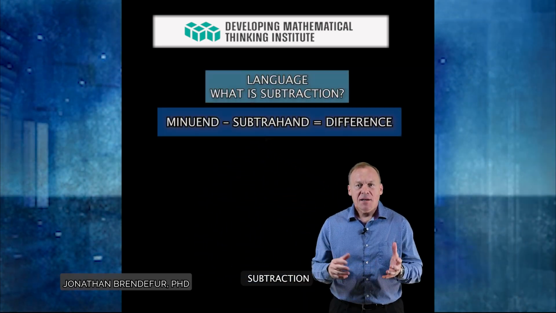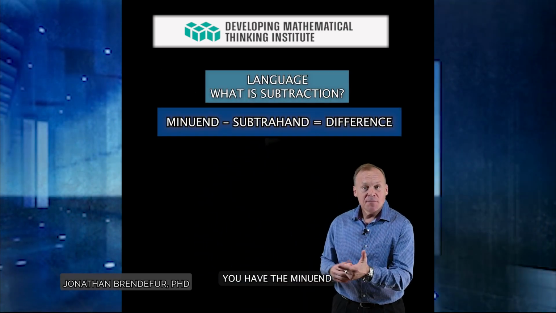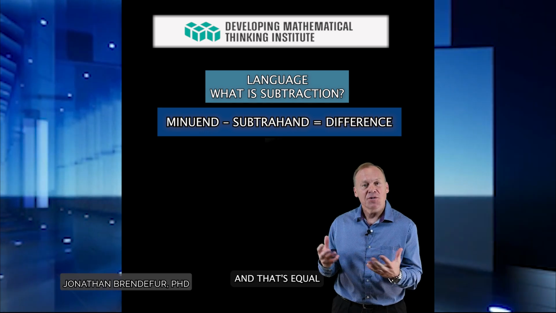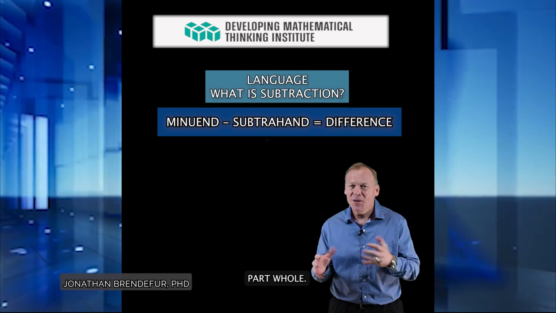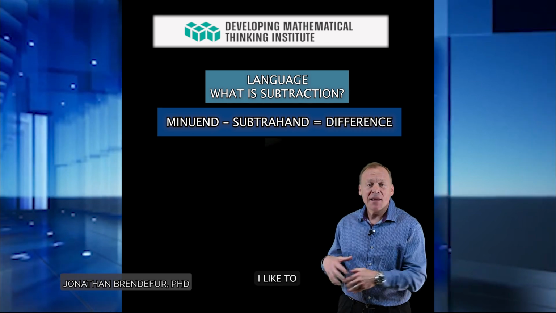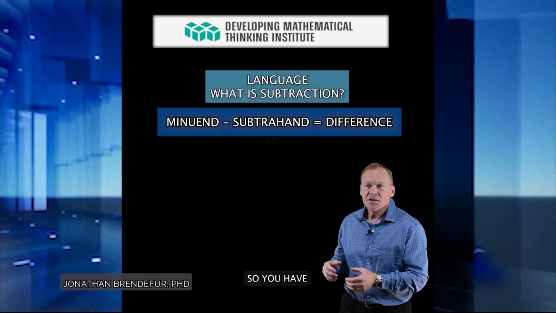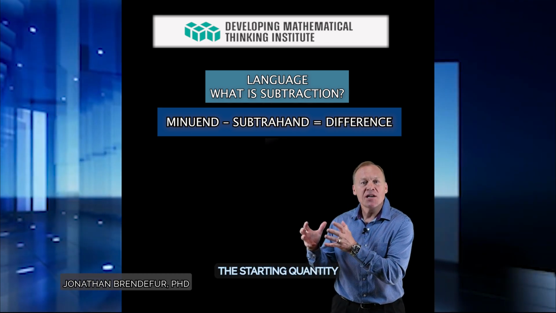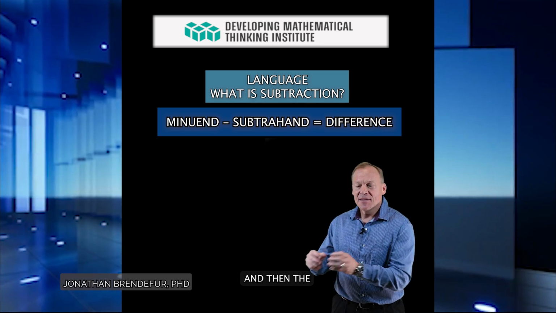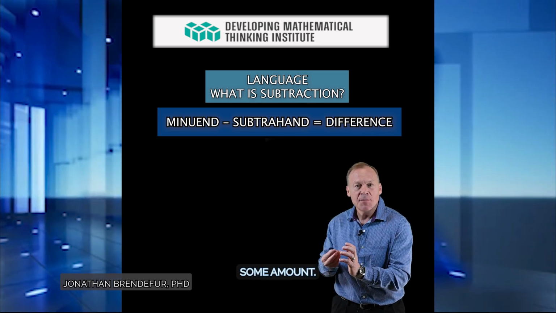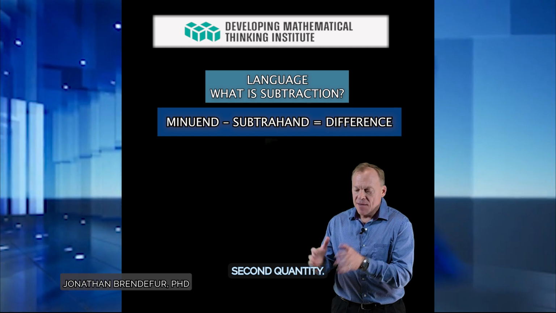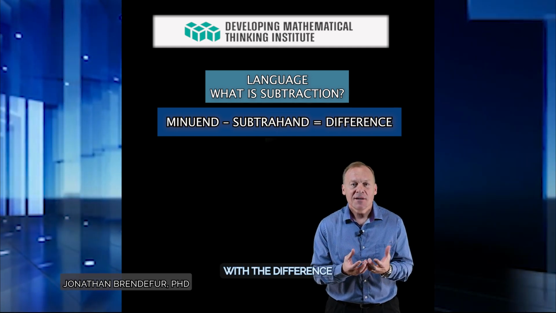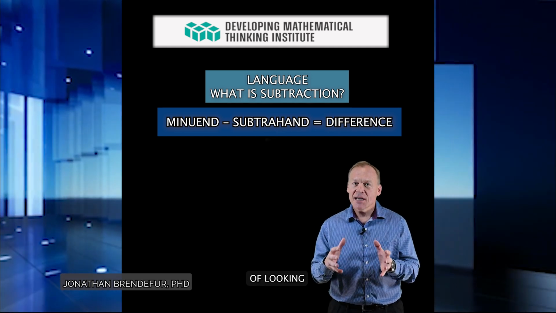So let's talk about the language. What is subtraction? Subtraction, you have the minuend minus the subtrahend, and that is equal to the difference. And really thinking about, a lot of times teachers talk about part, whole, but that's actually a different type of problem. I like to think about it more as the quantity. So you have that minuend, it's really just the starting quantity that you have, and then the subtrahend, you're taking away some amount, so that is a second quantity, and then the end with the difference. Okay, that's the typical way of looking at subtraction.